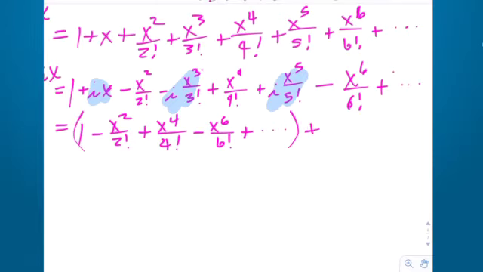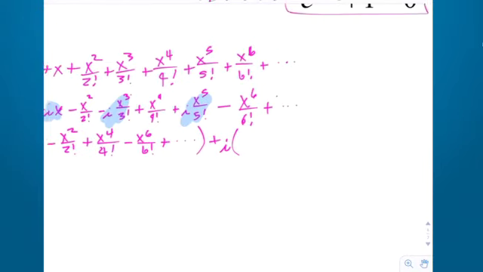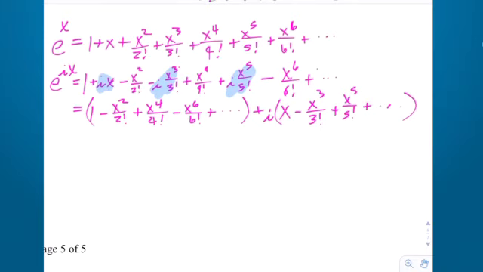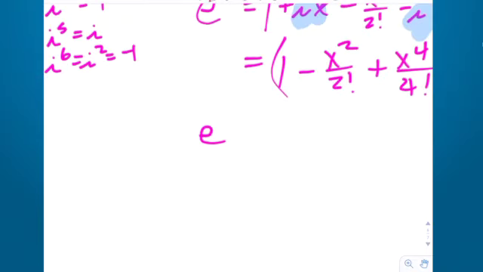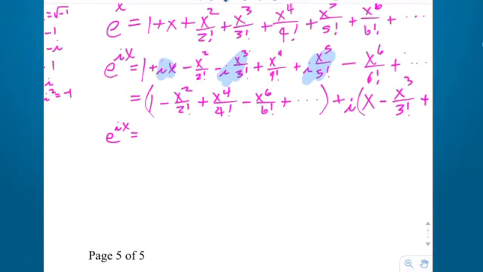Plus, everything that's highlighted has an i in it, so I can factor an i out. Let us factor an i out then. I parentheses, and now we're left with x minus x cubed over 3 factorial plus x to the 5th over 5 factorial plus yada, yada, yada. Okay? So here we go. We now have e to the ix. Let me rewrite that. E to the i times x is equal to, you recognize some things, don't you?